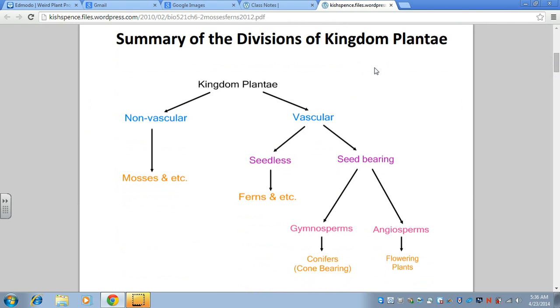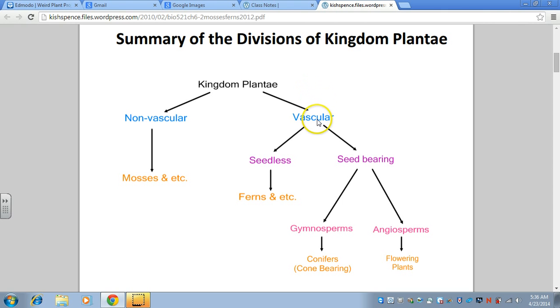This graphic is kind of a nice quick way of remembering what the different groups are and how they're divided up. So Kingdom Plantae, we said, was broken into two main groups. There's non-vascular and vascular plants. And the difference is non-vascular plants don't have vascular tissue. In other words, they don't have those conducting tubes that go up and down through the plant to carry water and nutrients to all the different cells. So this group includes mosses and their relatives, so mosses and liverworts and hornworts.